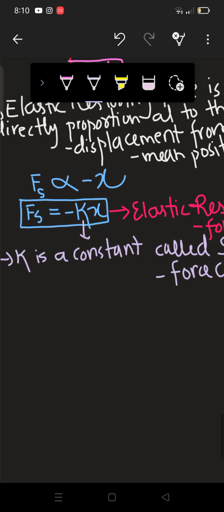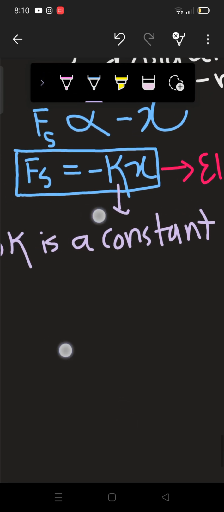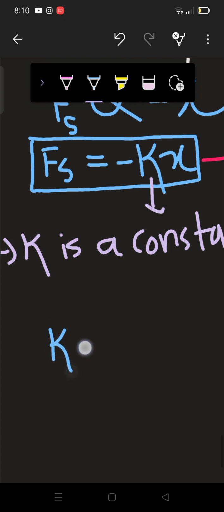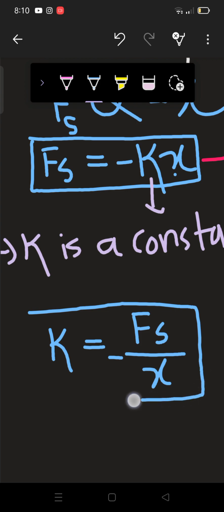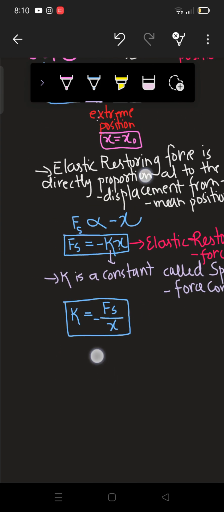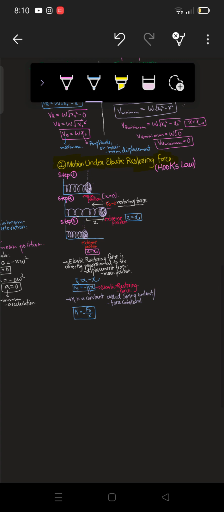And if you want to find this k, how are you going to find it? k is equal to Fs divided by x, with the negative sign. This minus x is multiplying with k here, so when it goes to the other side, it will be divided. So this is how you find k, which is a constant known as the spring constant or force constant. So in today's video, we have understood the diagram of the mass spring system, and we have derived a basic formula for finding k, which is the spring constant or force constant.